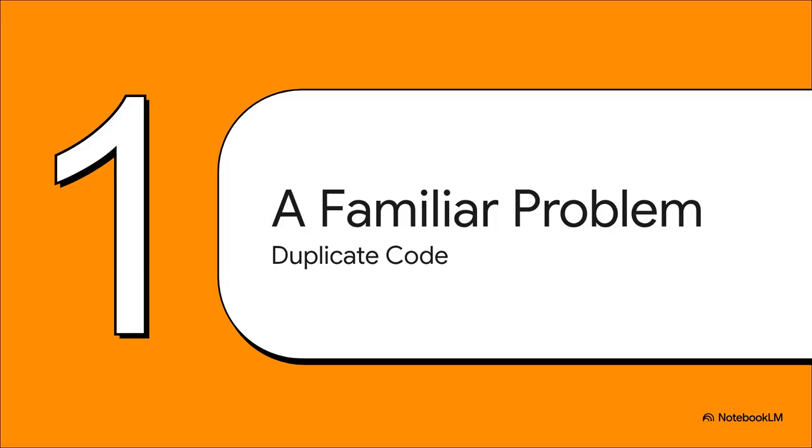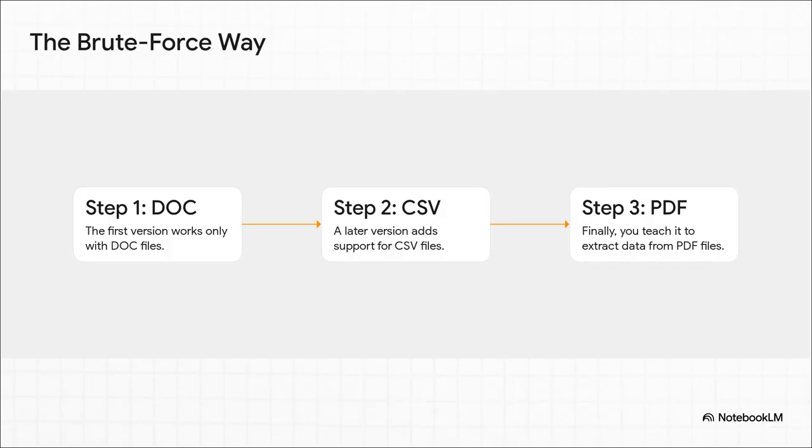And that right there leads us to a super common problem in programming. How do you deal with the parts that are different while efficiently reusing all the stuff that's the same? Well, the first instinct, the brute force way to do it, is exactly what you're probably thinking. You build a class to handle Word documents. Works perfectly. Then the boss says we need CSV support. So what do you do? You copy the entire DOC class, paste it, and just swap out the parsing logic. Then you do the exact same thing all over again for PDFs.